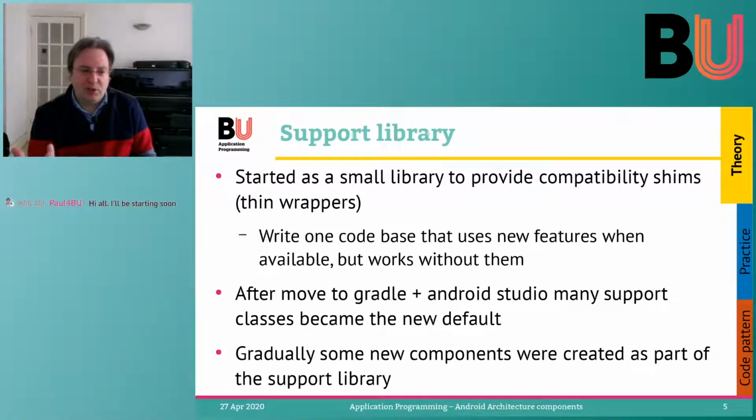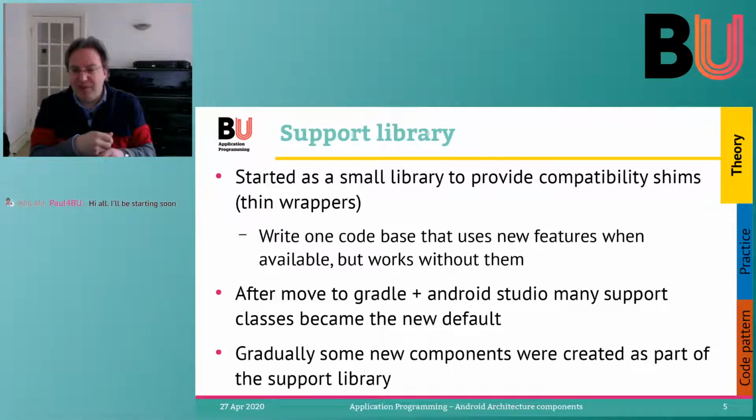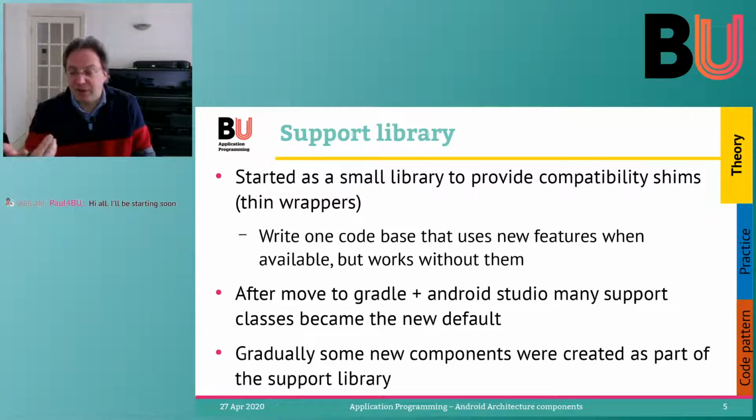It started out as a small library with some compatibility shims. A shim is basically just a thin wrapper that translates from one thing to another, but mainly just forwards stuff and then returns the result. You see those in JavaScript as well, compatibility shims, where JavaScript implements what would happen if you had a modern browser, or for CSS as well. The advantage is that you can write one code base that uses new features when they are available, but if they are not, it works without them. Things like, for example, a fingerprint scanner.